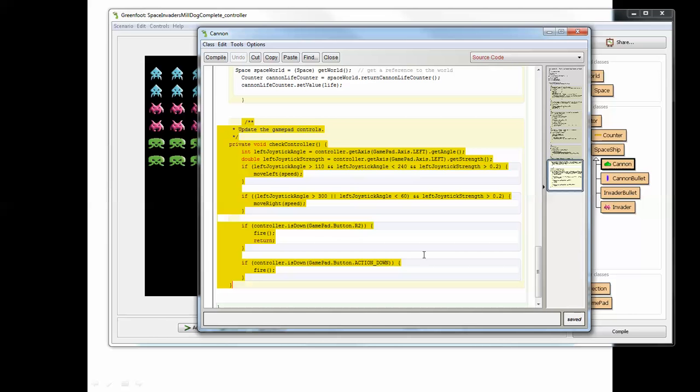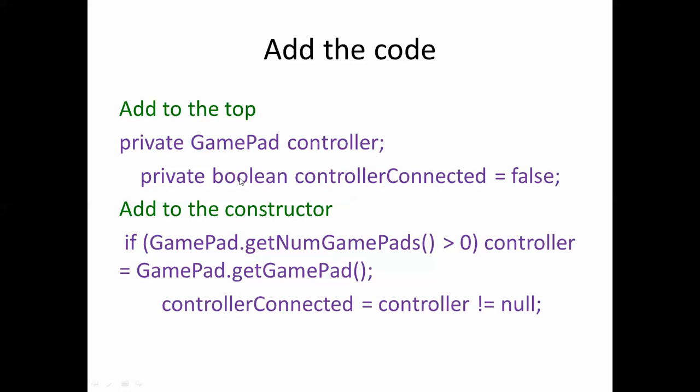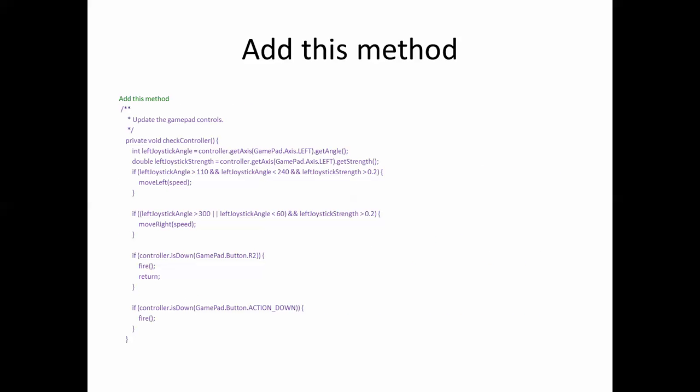Okay, alright, so let's take a look at the PowerPoint slideshow. Make sure we did everything. Copy all the files and folders from the gamepad to your scenario. If it has, okay, we already got this. And here's the code you have to add. Here's more code you have to add, and here's a method you have to add. Ready, begin.